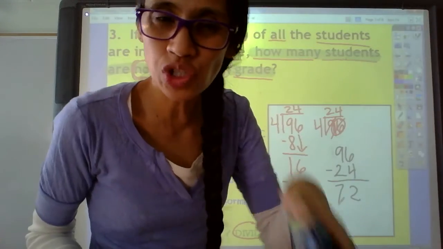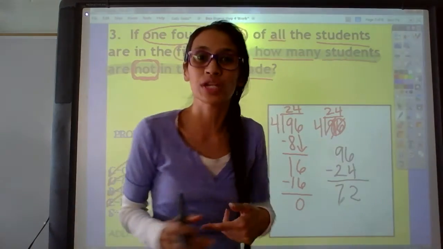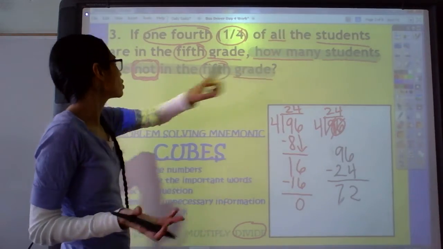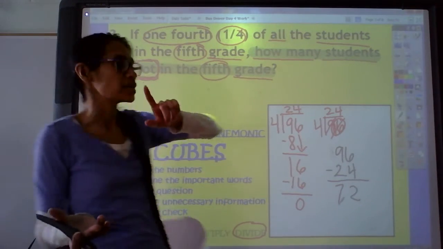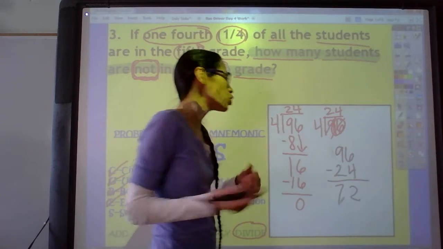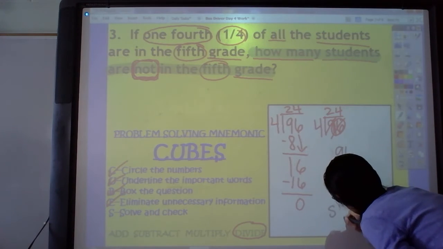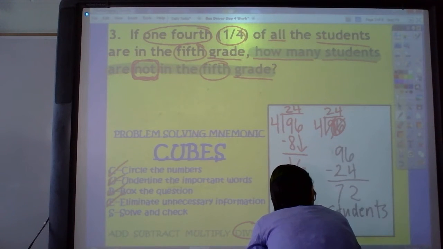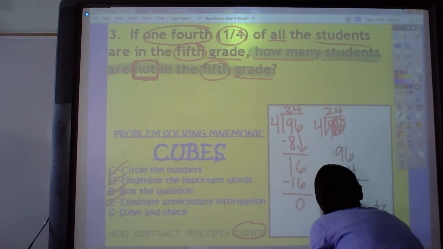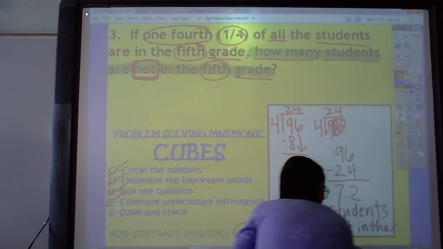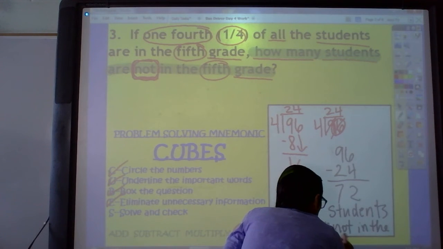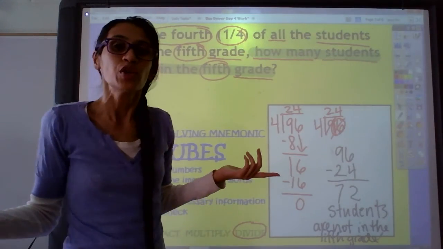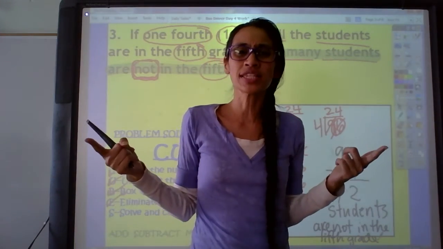See, told you we were right. Now we need our unit. What is the unit? 72 what? Look at the question. How many students are not in the 5th grade? 72 students. Well, let's write are not in the, I'm running out of room, 5th grade. Bam, we are done with that problem. Moving on to the next one.